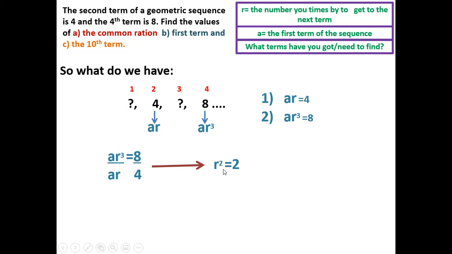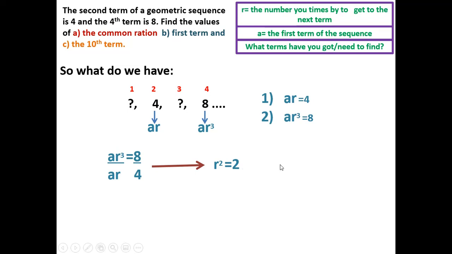Okay? So, 2. Saan galing ang r squared? When we simplify AR cube divided by AR. So, cancel A. So, wala nang A. Cancel ka ng isang R sa R cube. So, dalawang R na lang ang natitira. So, we have R squared equals 2.